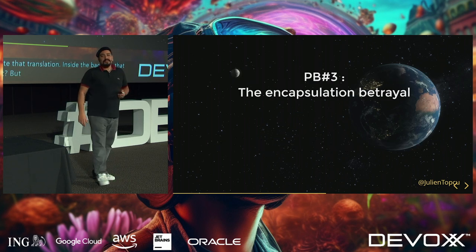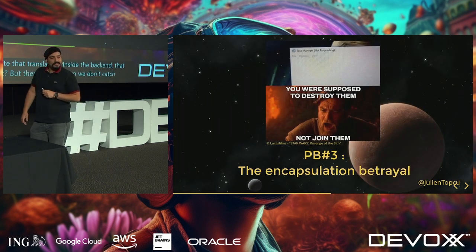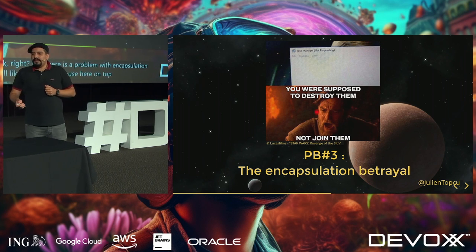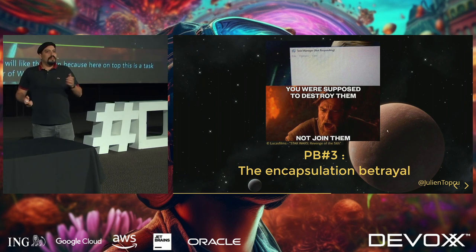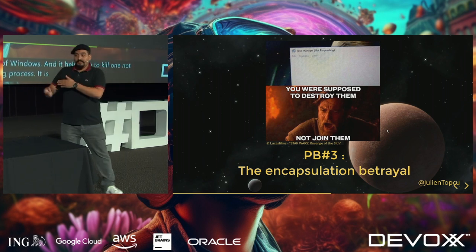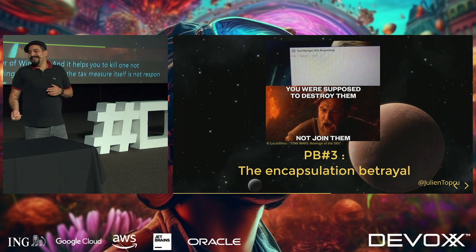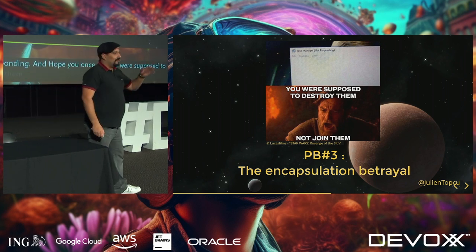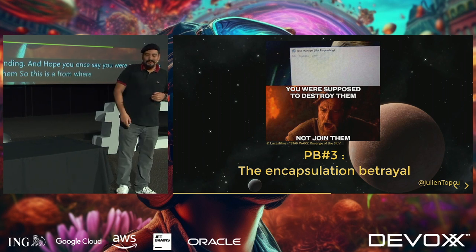But there is a problem with encapsulation and REST. I really like that meme, because here on top, this is the task manager of Windows. And it helps you to kill one not responding process. And the task manager itself is not responding. And Obi-Wan said, you were supposed to be chosen, not to join them. So this is what he said to Anakin.